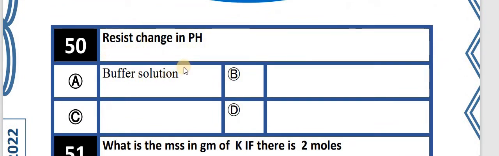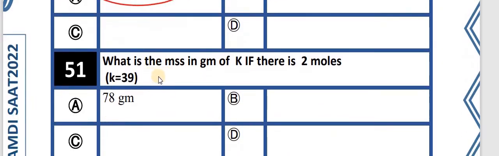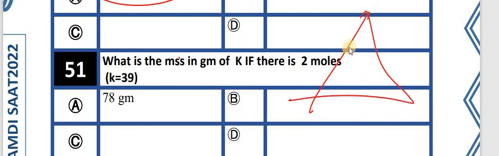Resist the change in pH, it's a buffer solution. A buffer solution resists the change in pH. What is the mass in kilograms of potassium if there are 2 moles of potassium? Mass equals number of moles times molar mass. Number of moles is 2, molar mass 39. 2 times 39 is 78.